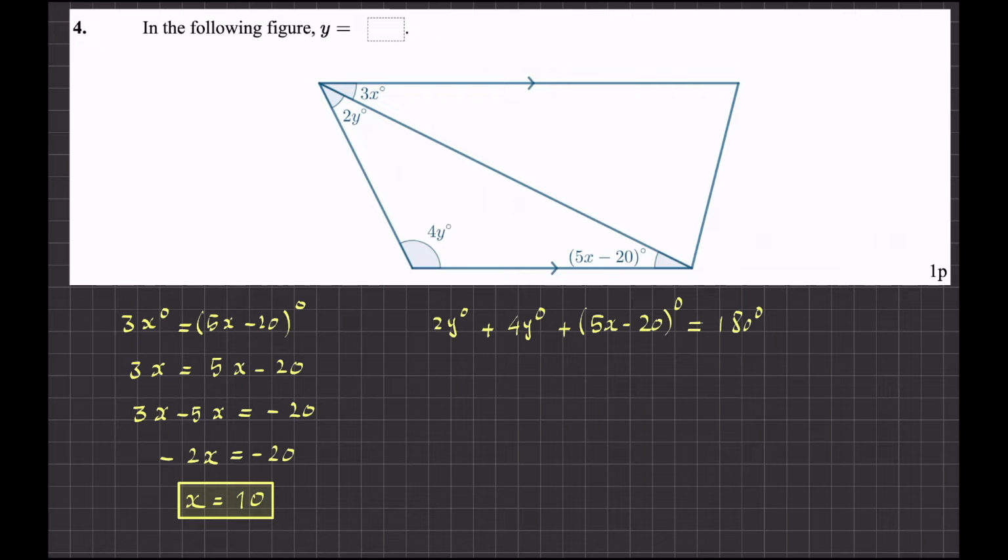degrees. 2y degrees plus 4y degrees is 6y degrees plus 5x, and x is 10. So let me put this there. 5 times 10 minus 20 degrees is 180 degrees. This becomes 6y degrees. But this number, 5 times 10, 50 minus 20, 30. So it is 30 degrees.